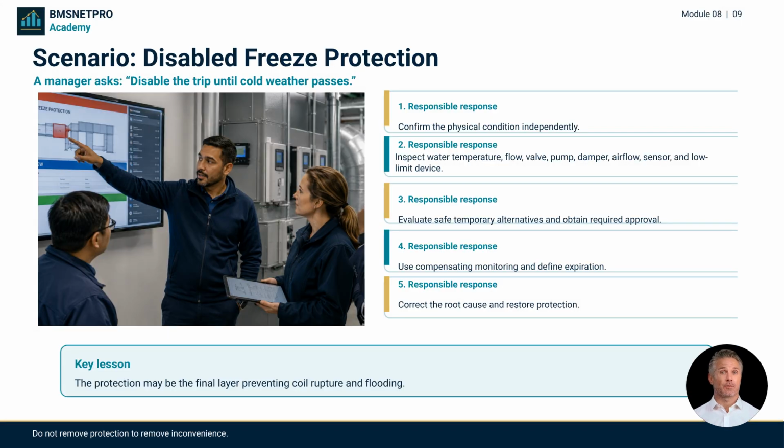A low-temperature trip may be the final layer protecting a coil from rupture and flooding. A responsible response is not simply yes or no. It verifies the condition, evaluates safe alternatives, gets approval, adds compensating monitoring, sets an expiration, and corrects the cause.